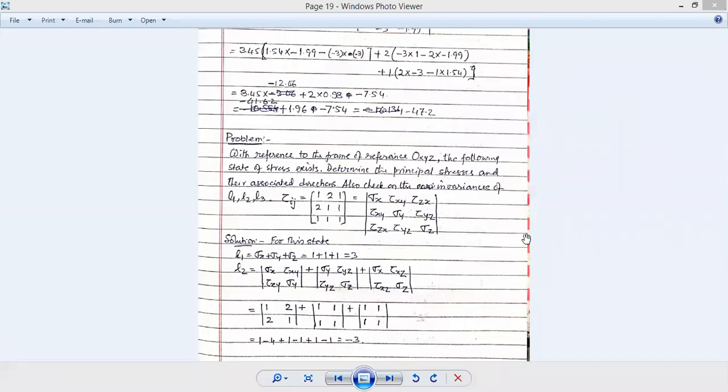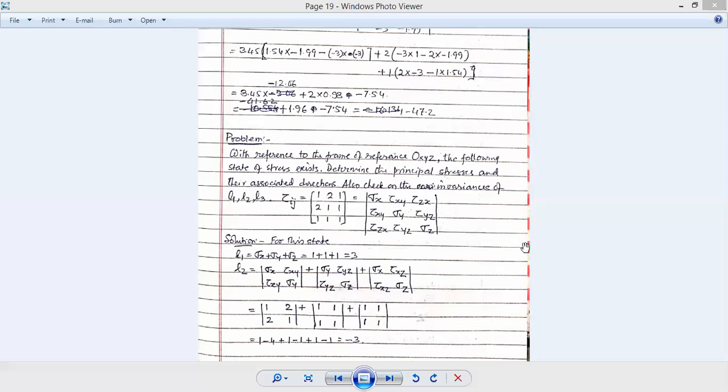So here, what we have to do first is find out the value of the invariants, that is L1, L2, and L3. Next, we have to discuss the principal stresses and their directions. Now, as per Cauchy's theorem, we put the values of the coefficients here like in a matrix: sigma x, tau xy, tau zx; tau xy, sigma y, tau yz; tau zx, tau yz, sigma z.